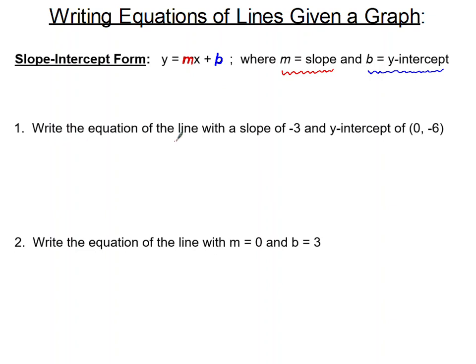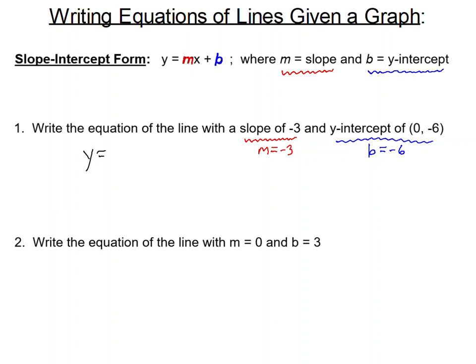Write the equation of a line with a slope of -3. That tells us that m is -3, and a y-intercept of (0, -6). That tells us that b will be -6. So this information is basically giving me the two numbers that need to go into our equation. So that should be pretty simple.